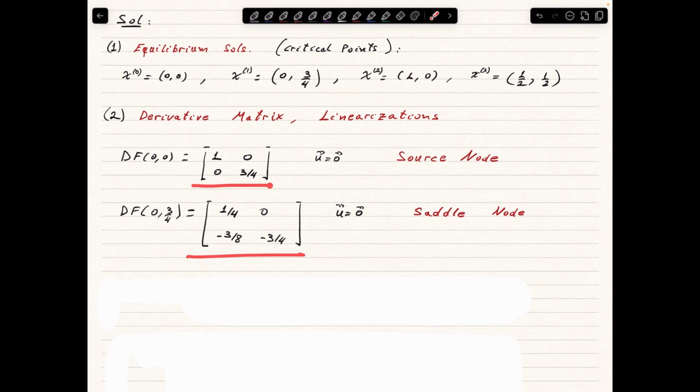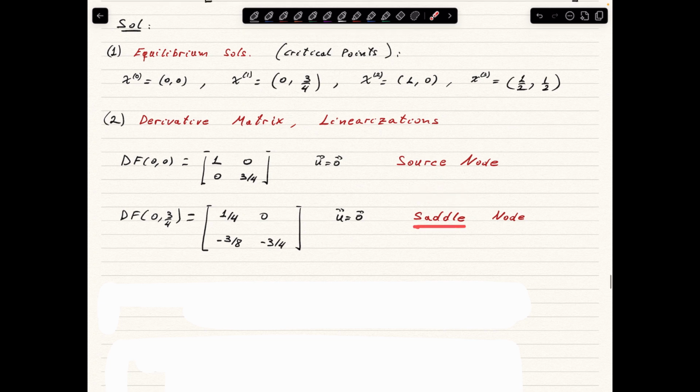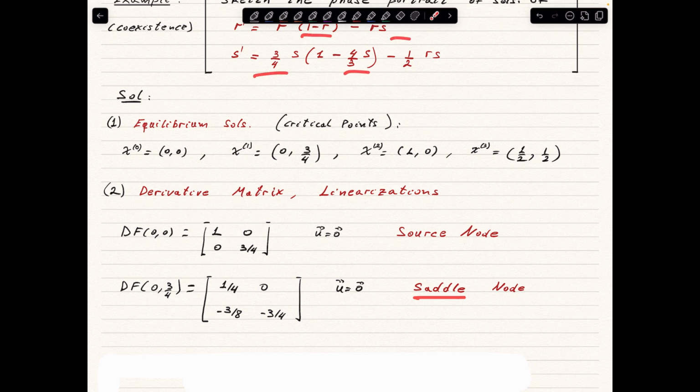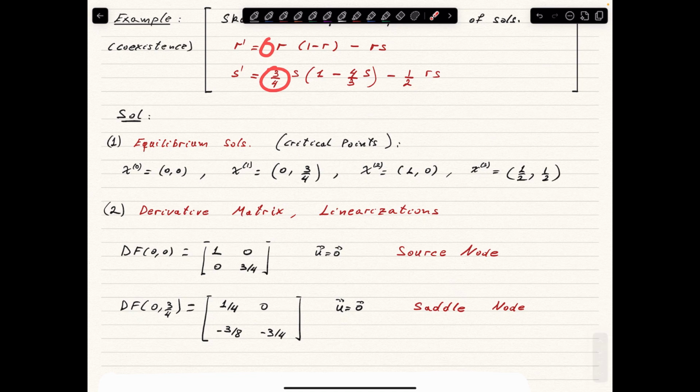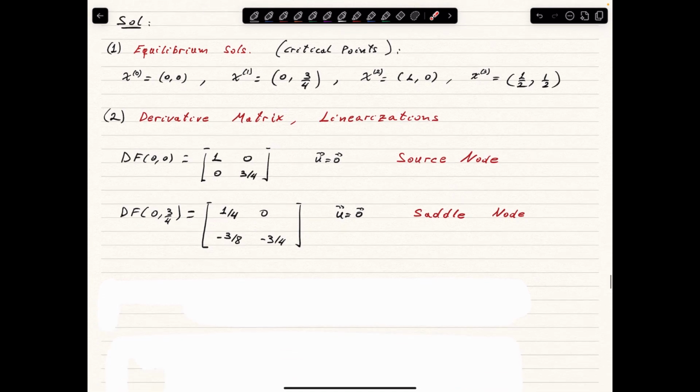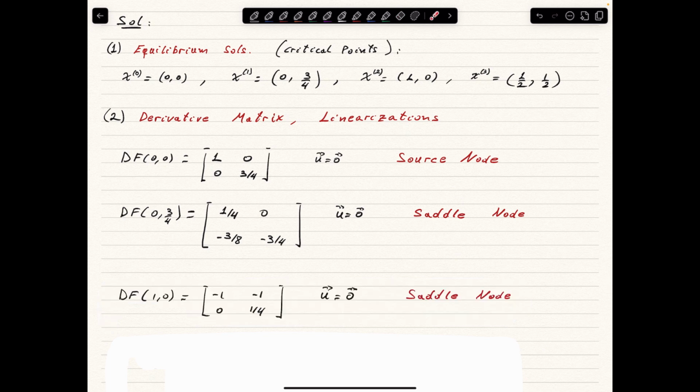If you study the solutions, you're going to see this is a source node, just like before. But now this is a saddle. Recall in the previous example, we got a sink here. Now it's a saddle for these coefficient numbers. So the behavior of the linearization depends on what numbers you have here. So now it's a saddle. At the other equilibrium solution, 1, 0, in this case, you get another saddle.